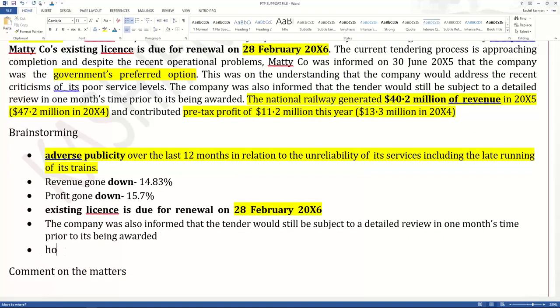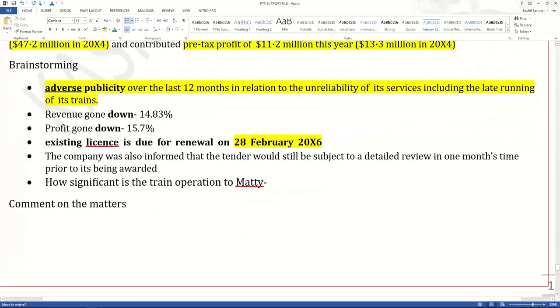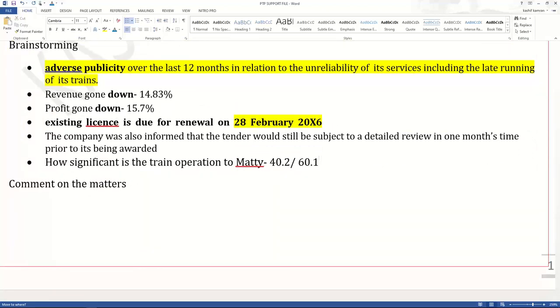How significant is the train operation to METI? Okay, one student is saying we should divide 40.2 million, that is the revenue from the train, by the total revenue from the business, 60.1 million. So how significant is it? Almost like 67% of the total revenue.